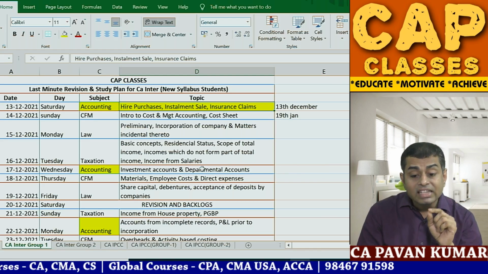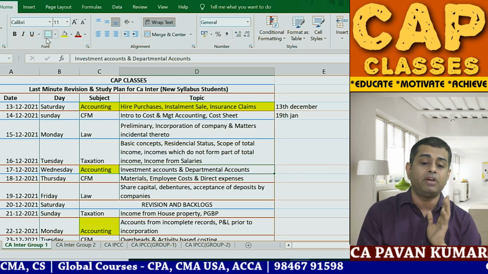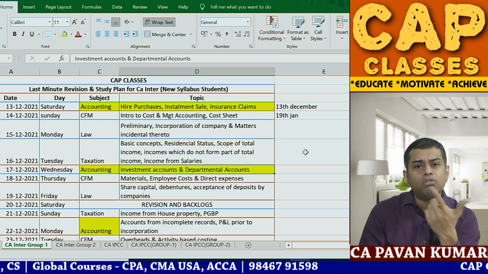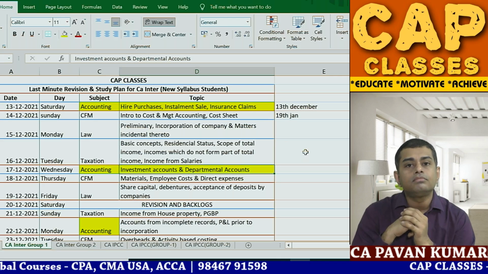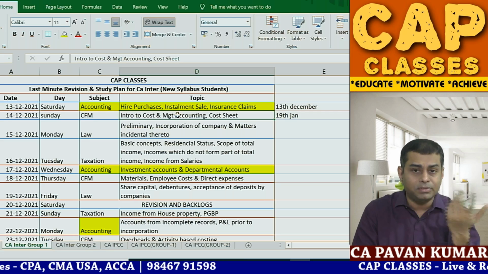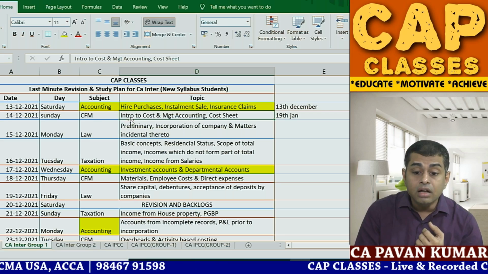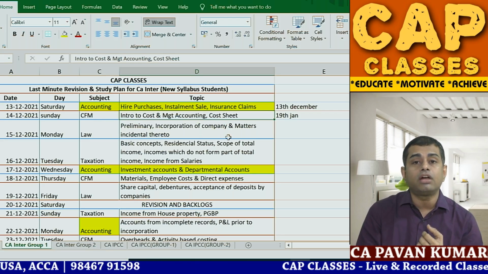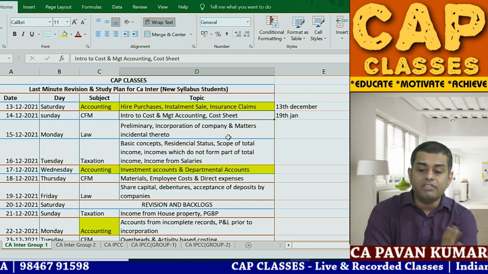Then on the next day for accounting, you just need to do investment accounts and departmental accounts. How simple it will be. Both are small topics. You can complete them. Then even if you take costing and FM also, costing and financial management, or costing and management accounting, whatever you call it. Here, introduction to costing and management accounting, and cost sheet. That's all. First one is theory, second one is cost sheet, a very easy topic.